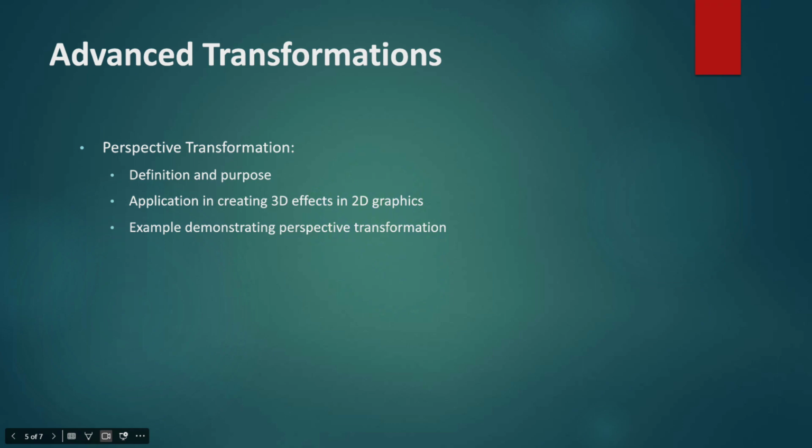Example demonstrating perspective transformation. Perspective transformation is a mathematical process used in computer graphics to simulate the effect of viewing objects in three-dimensional space from a specific vantage point. In the context of creating 3D effects in 2D graphics, perspective transformation involves transforming the coordinates of points in a two-dimensional image to simulate the distortion that occurs when viewing objects from a particular perspective.